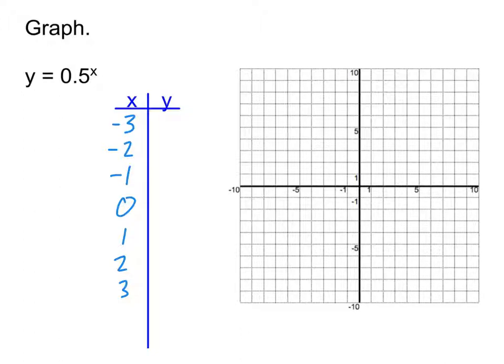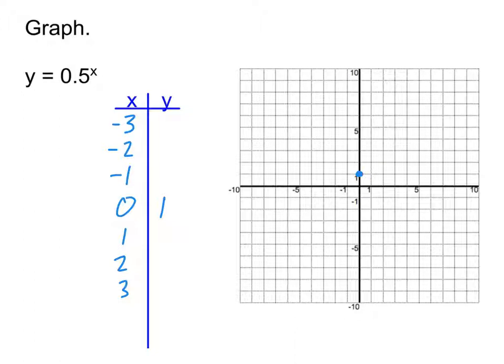If x is 0, what is y? Well, 2 to the power of 0 was 1. 3 to the power of 0 was 1. 0.5 to the power of 0 is 1. It's still 1, because any number to the power of 0 is 1.